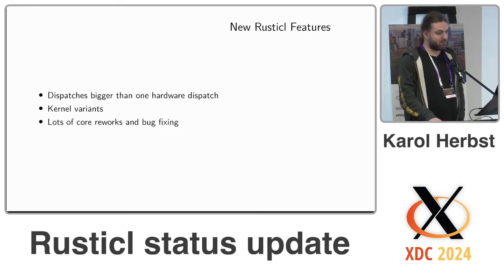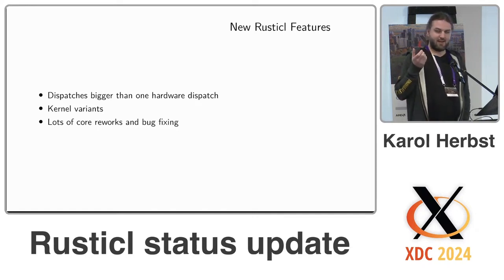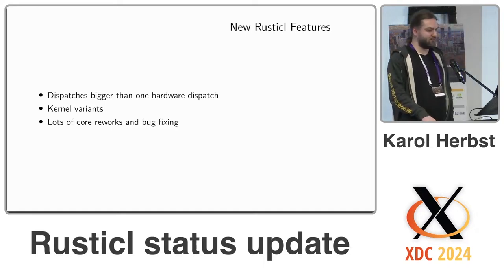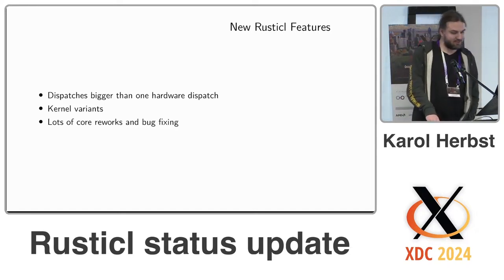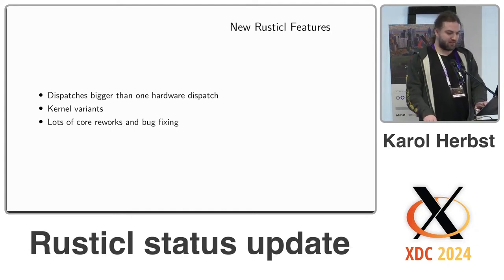Kernel variance is also interesting because the API also supports adding offsets and other things to the invocation ID. So usually every kernel has like 40 or 50 instructions which are just adding with 0 and multiplying by 1. So it's pointless work. That's a little optimization, and a lot of core reworks and bug fixing.